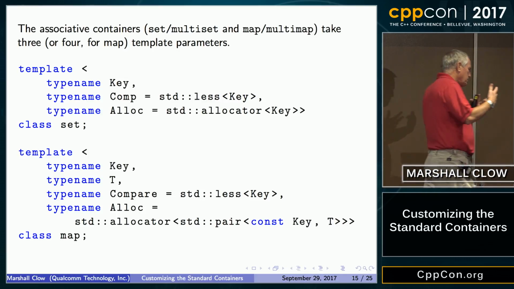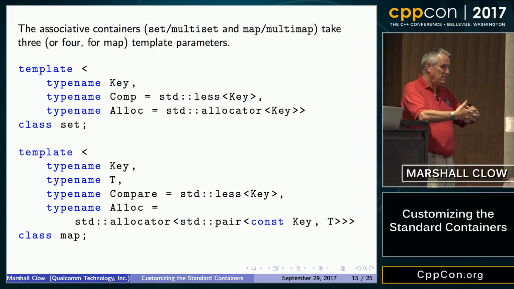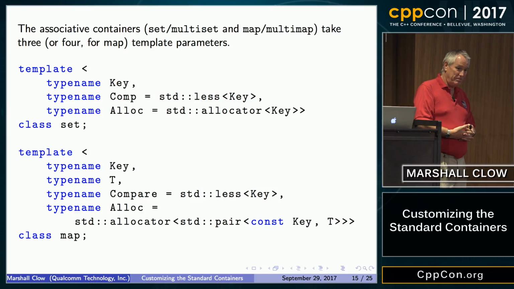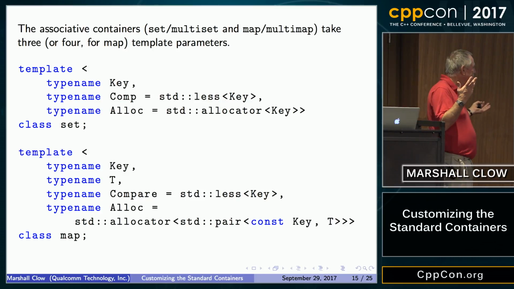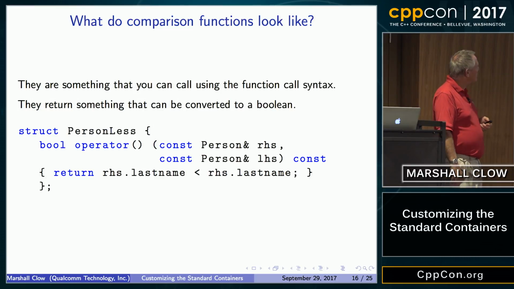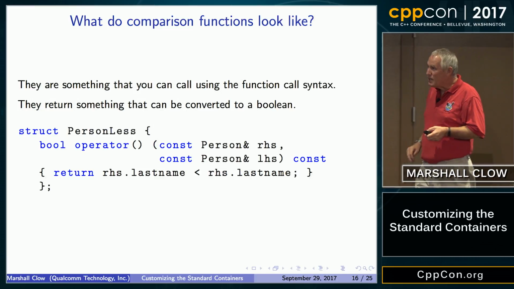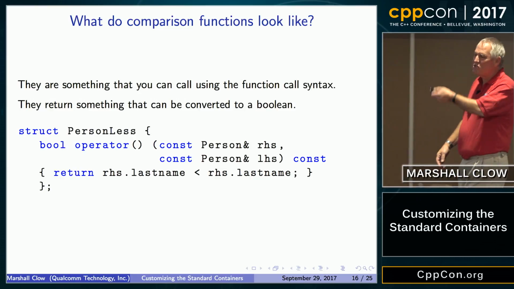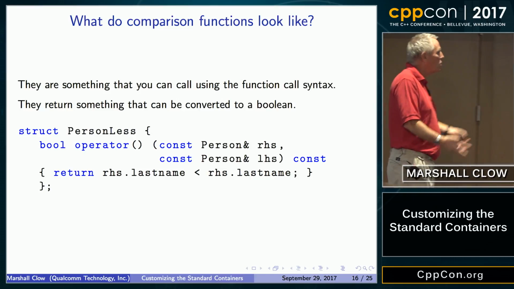Because the associative containers keep things in an ordered tree, they need to know how to order them. And given an arbitrary type, how do you order an arbitrary type? Here's an example of a comparison function. This is not a function. This is an object that has a procedure call operator member function, but I'm going to call it a function.